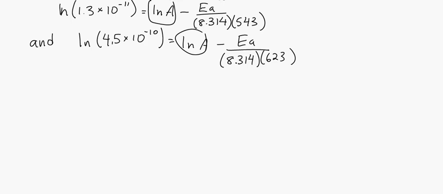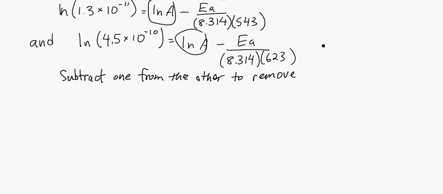Okay, so this is part 2 of the Arrhenius equation example, and I was just explaining that we can simplify these two equations and remove the term natural log A by subtracting one from the other. So we'll just write that down. Subtract one from the other to remove the term natural log A.